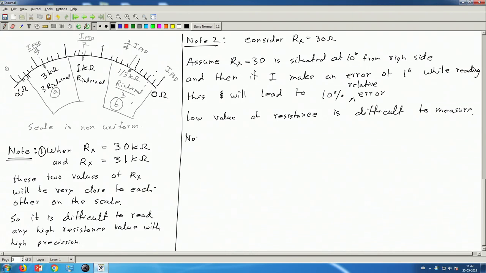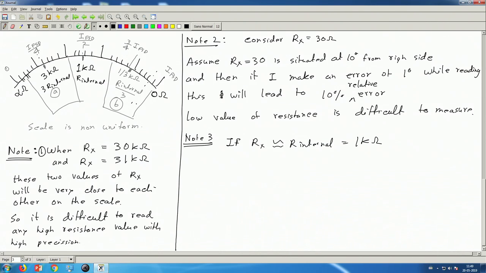And finally, if Rx is close to R internal, in this case equal to 1 kilo ohm, then you see the pointer is quite far from the extreme right. Maybe this angle is almost 90 degree. So then this position is almost 90 degree, and even if I make 1 degree error, 1 out of 90 is almost like 1%.